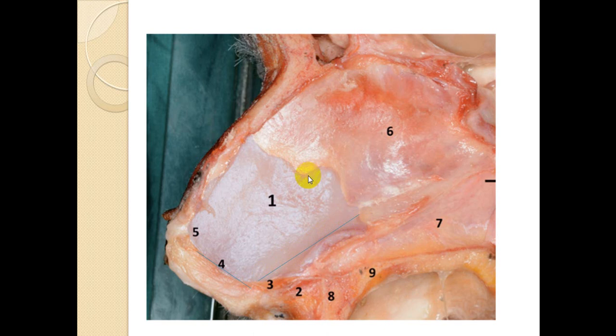And then we do posterior chondrotomy. We separate the posterior part of the quadrilateral cartilage from the perpendicular plate of the ethmoid with the excision of any angulated part, any bony spur which can cause airway obstruction. We remove the deviated part, and then we close the incision with bilateral nasal splints on both sides to immobilize the septum, with bilateral anterior nasal packing.